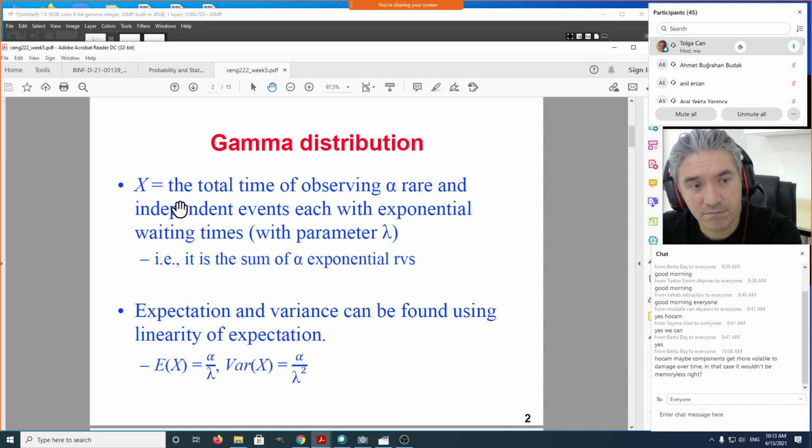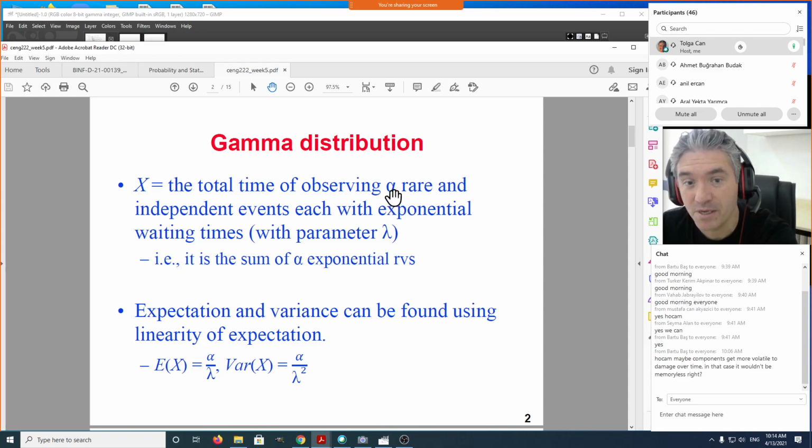So the random variable is defined as the total time of observing alpha rare and independent events, each with exponential waiting times. So imagine we're waiting for buses, and each bus follows the same parameter. We have 5 buses on the average arriving at a bus station in an hour. So lambda is equal to 5. Then if somebody says that I'm going to get on the 10th bus that is coming here, so I don't want to get on the first 9 buses, I want to get on the 10th bus that comes here, alpha becomes 10 in that case.